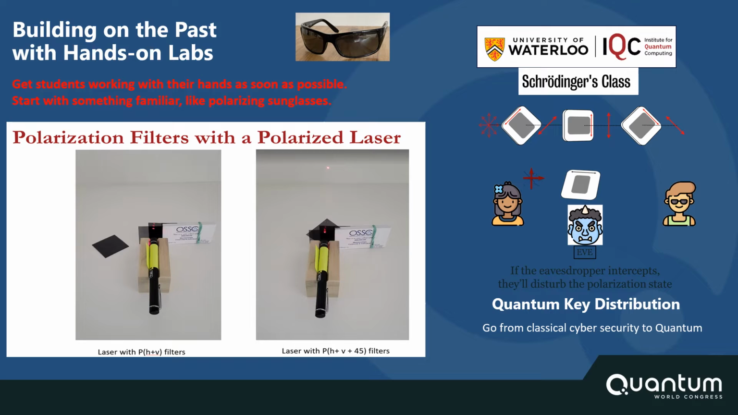Building on the past with hands-on optics labs, I took a short course for high school educators in the summer of 2021, offered by the University of Waterloo, called Schrodinger's Class. I've adopted their curriculum on quantum key distribution using the same polarizing filters I've been using for many years to teach students about light in general. Students may have heard about Polaroid sunglasses, so that is something familiar that I use to get them into the quantum mysteries.